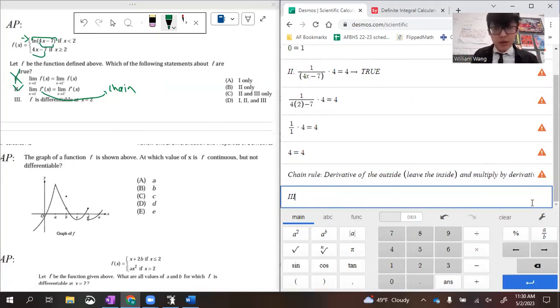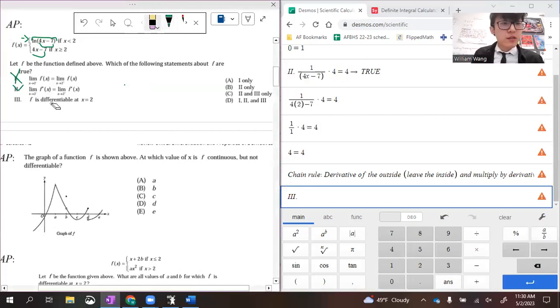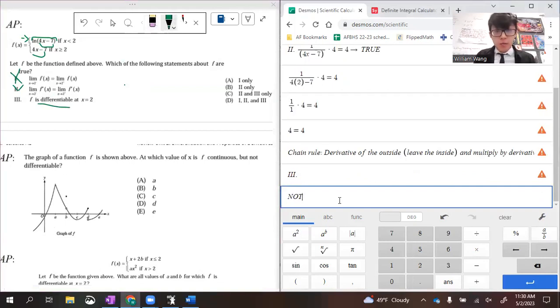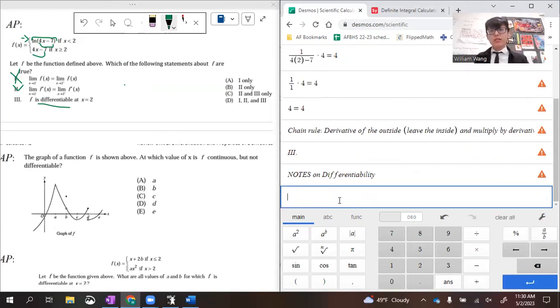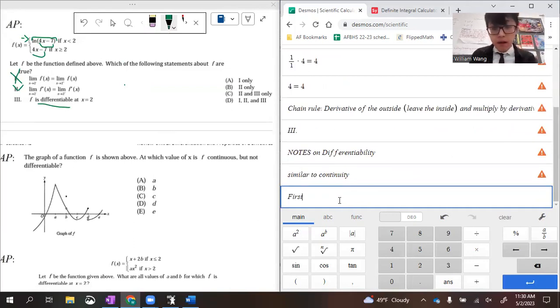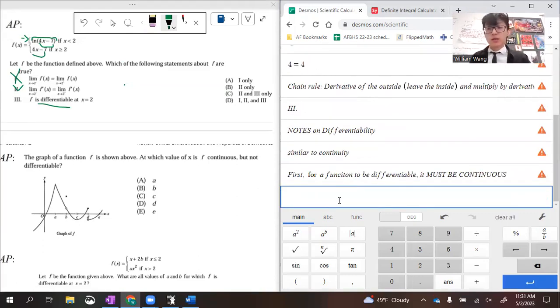All right, finally, let's go on to statement number 3. And here's where we take some notes on what differentiable means. It says f is differentiable at x equals 2. So, notes on differentiability. What does it mean for a function to be differentiable? Well, I'm going to say it's similar to continuity. First, for a function to be differentiable, it must be continuous. That's a requirement.